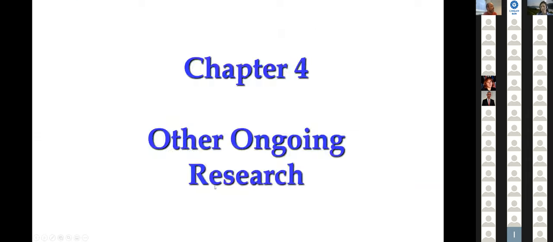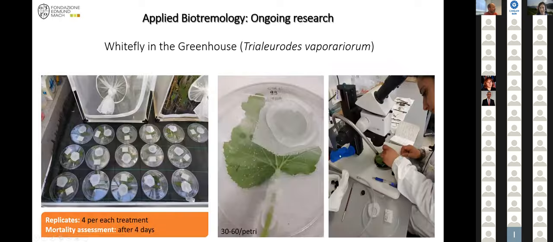And I want to show you, and then I will close because we are late, other ongoing research, just to show you that the biotremology applications are many, and there are still many to be discovered. Here we have an example of the studies that we are doing on whiteflies in greenhouses. This work has been conducted in the project RELAX together with Vincenzo Mazzoni.